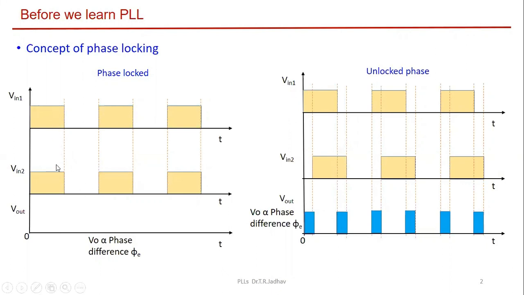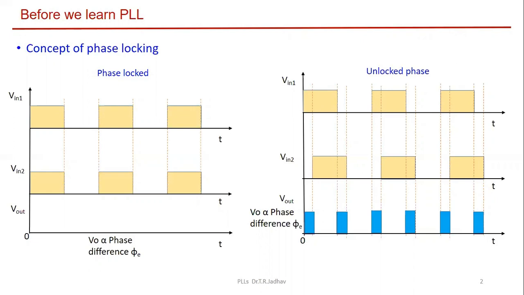Since these two signals are in phase, if we compare the phase and try to find out the difference between these two signals, the output is going to be 0. So this is what phase locking means. In phase lock conditions, the phases of both the signals are exactly matching. You can say there is 0-degree phase shift.